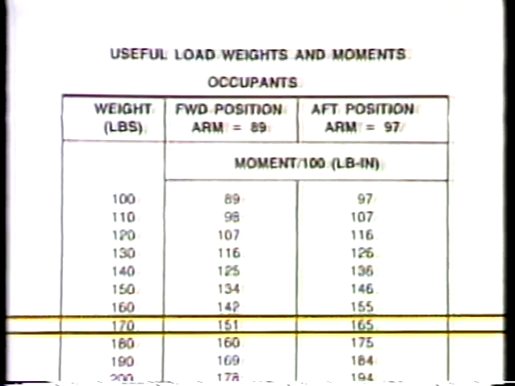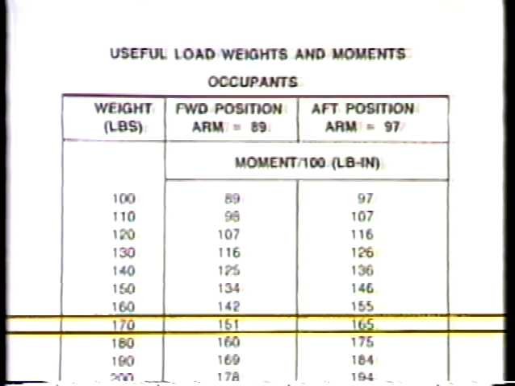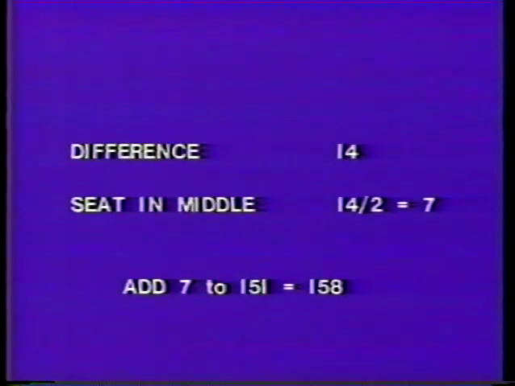Since the occupants table gives different moments depending upon whether the seats are in the forward or aft position, let's assume that both occupants sit halfway between the two extreme positions. Interpolate, or split the difference, between the moment index of 151 with the seat forward and 165 with the seat aft. The difference is 14, and since the seats will be in the middle, we divide 14 by 2 to get 7, which we add to the lower moment index, for a moment index of 158 for each occupant.